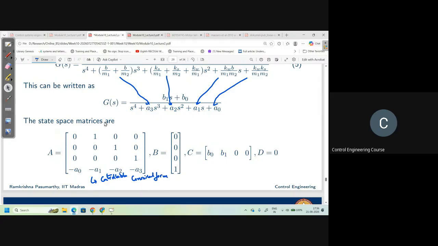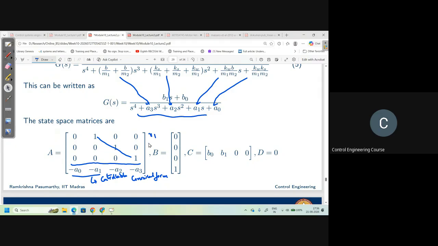So in that controllable canonical form, what we have to write is, up to the last but one row, the off-diagonal elements next to the principal diagonal elements, we keep all as one, and in the last row you write it using these terms here. So the first one is the A.